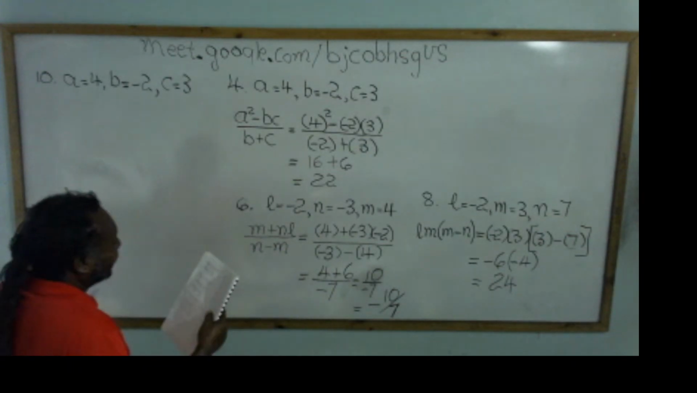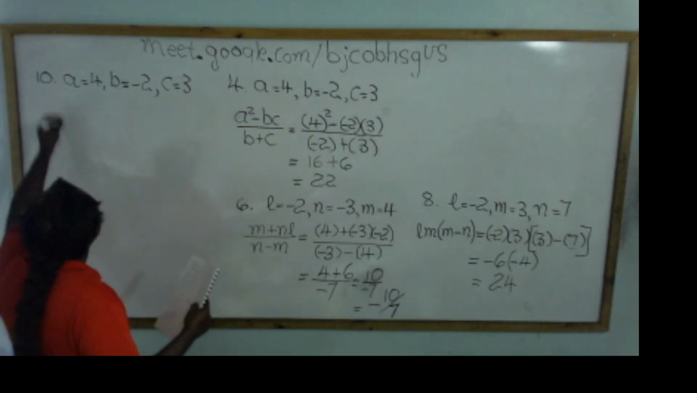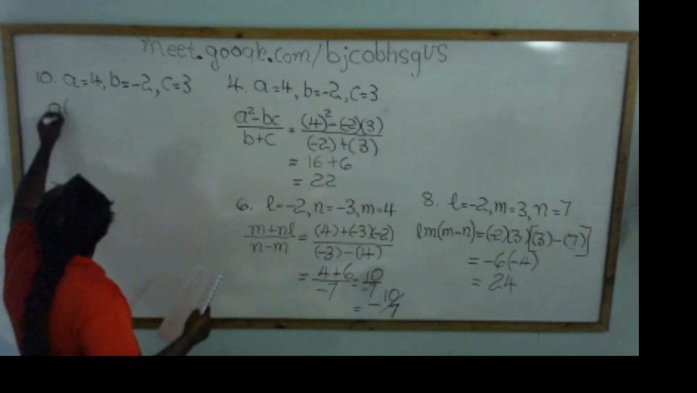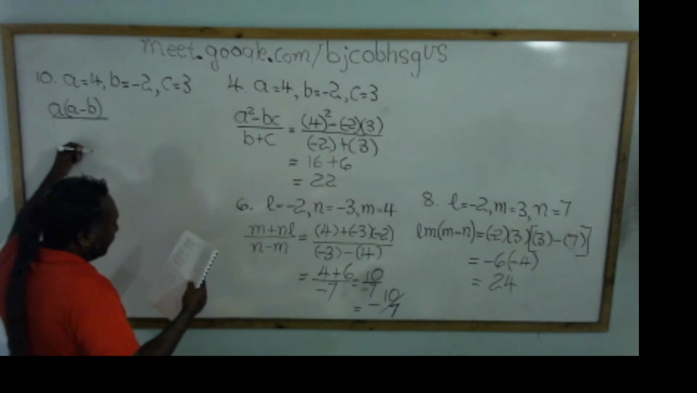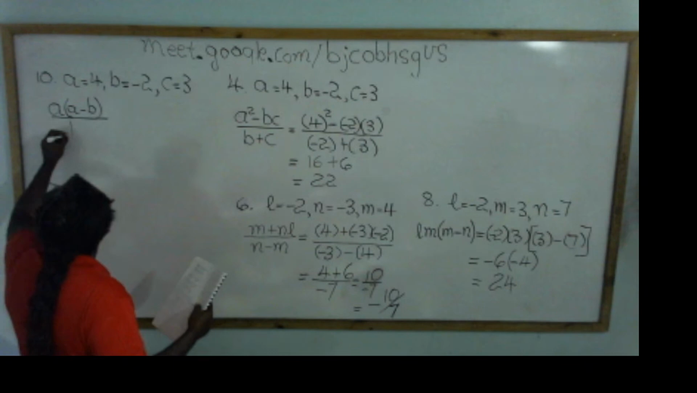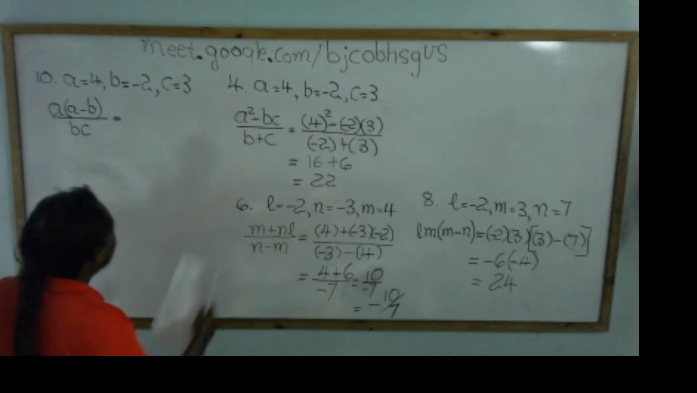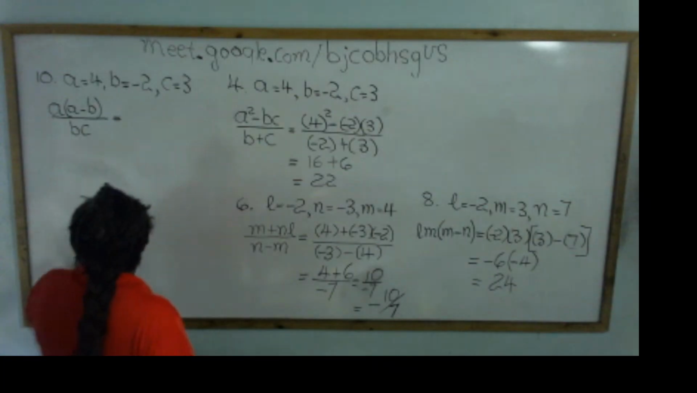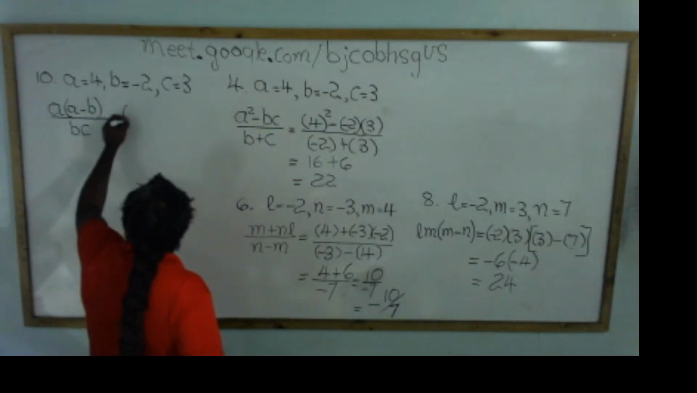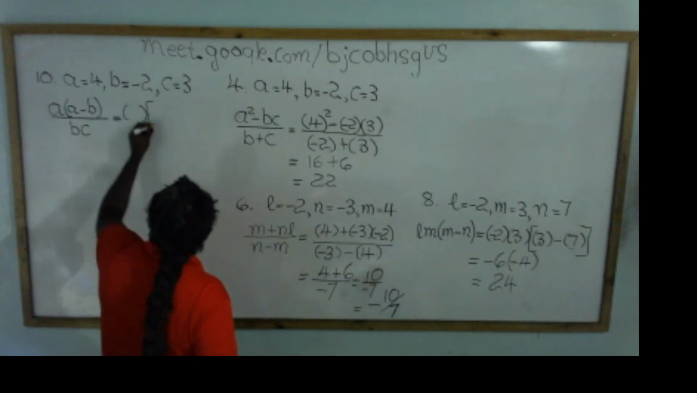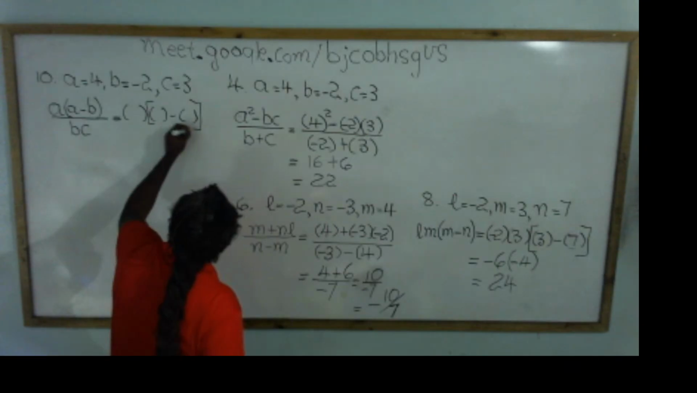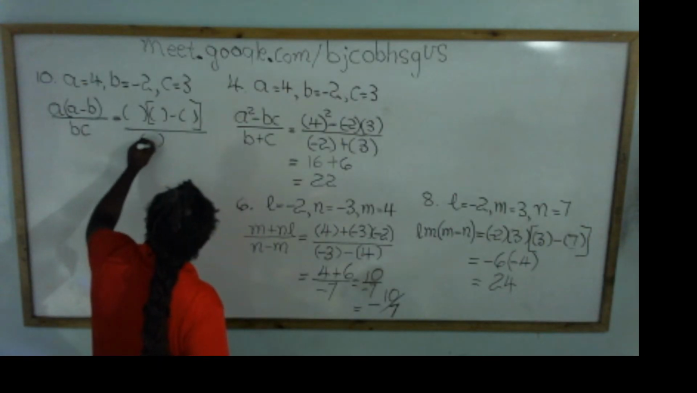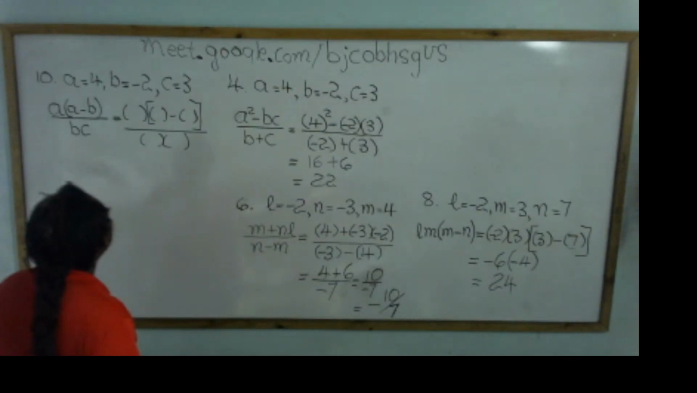And the expression for number 10 says A minus B over BC. I hope that's what I have here, yes. Of course, for the brackets that are there, we put square brackets, and it is something minus something all over something times something. This looks kind of wide, but that's fine.